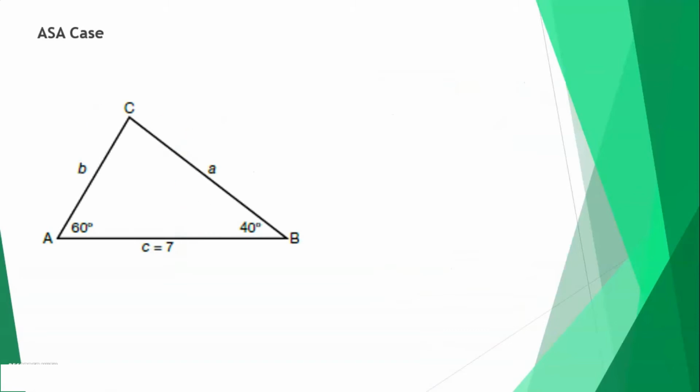Okay, another. Now this one is angle, side, and angle. So the same thing. This is 60, this is 40. So the missing angle here is 80 degrees. So with this, we can solve for either a or b.